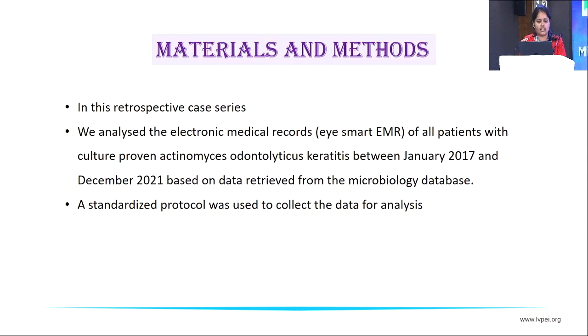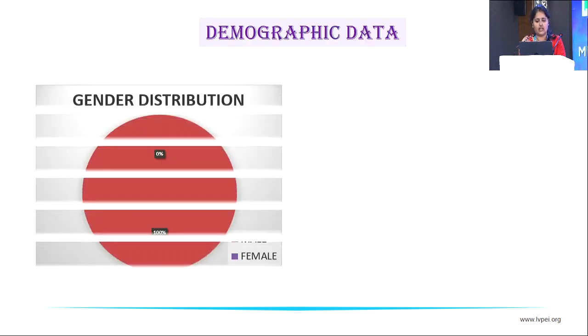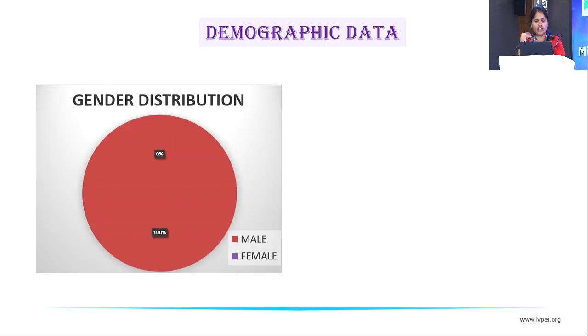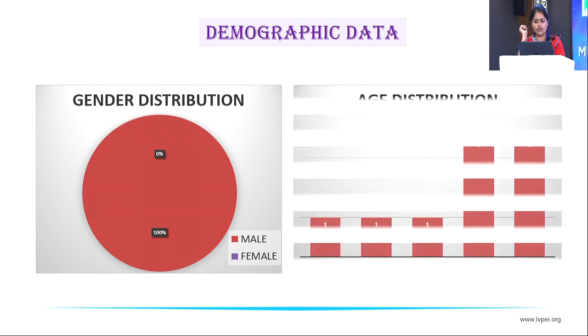It was a retrospective case series. We analyzed the electronic medical records of all the patients with culture proven actinomyces keratitis between January 2017 and December 2021. So a standardized protocol was used in collecting the data for analysis. Coming to the demographic data, we had 9 cases of actinomyces keratitis, among which all were males. There were no female patients.